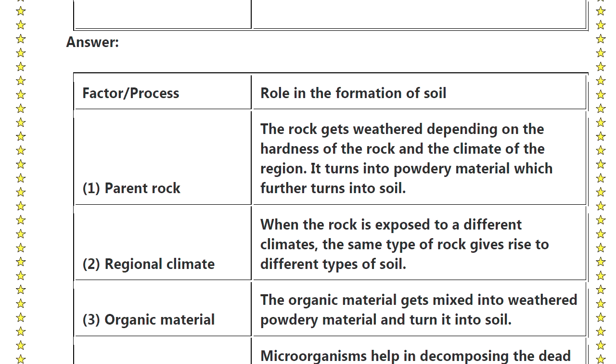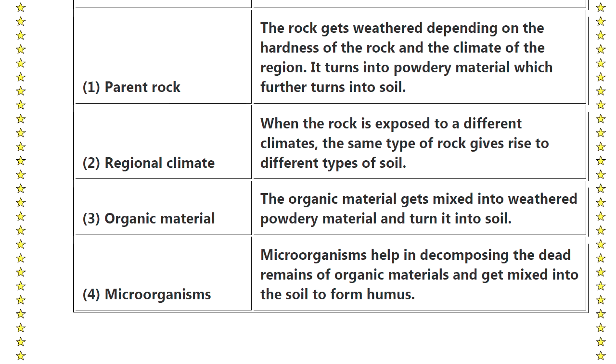Next, second is the regional climate. When the rock is exposed to a different climate, the same type of rock gives rise to different types of soil. Next, third is organic material. The organic material gets mixed into weathered powdery material and turns it into soil. Next is microorganisms. Microorganisms help in decomposing the dead organic material and get mixed into the soil to form humus.